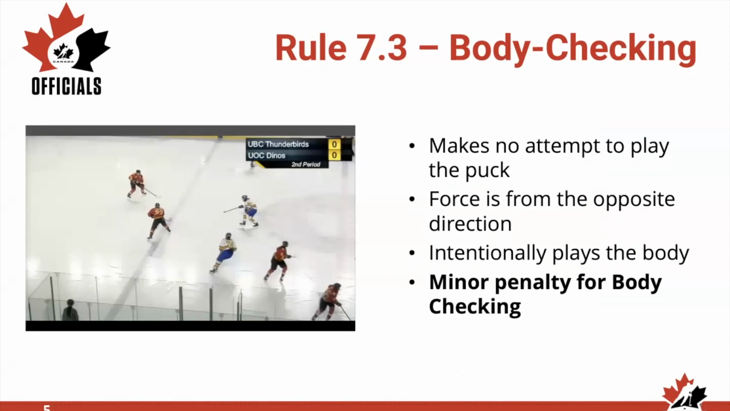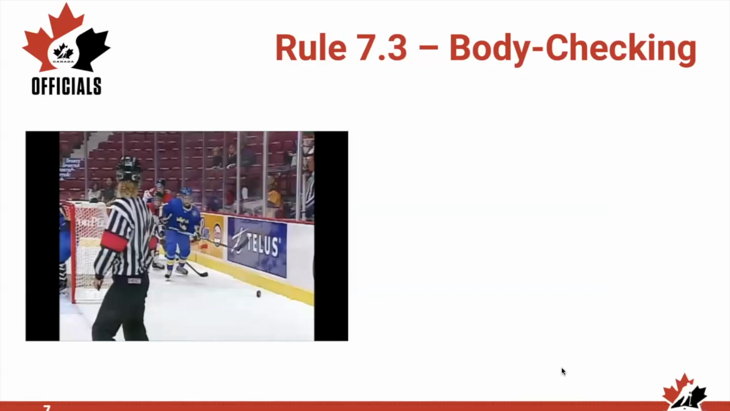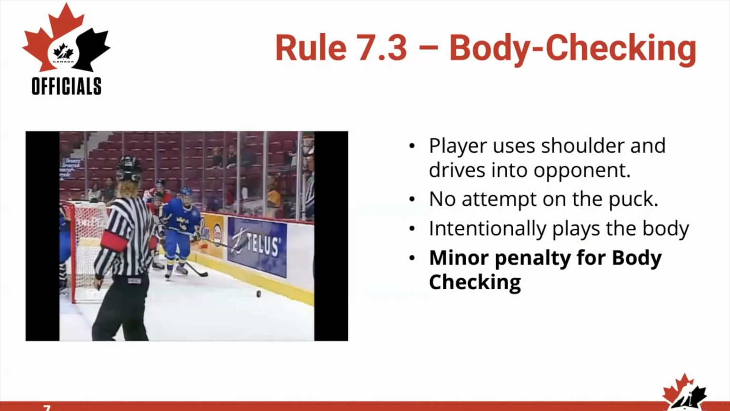Let's watch another one. So in this video, you can see the player in blue comes in, lays a hit on the player in white. All right. Is this body checking or body contact? Well, again, the player uses their shoulder and drives into the opponent. There is no attempt to play the puck, and they intentionally play the body. As a result, a minor penalty for body checking would occur.